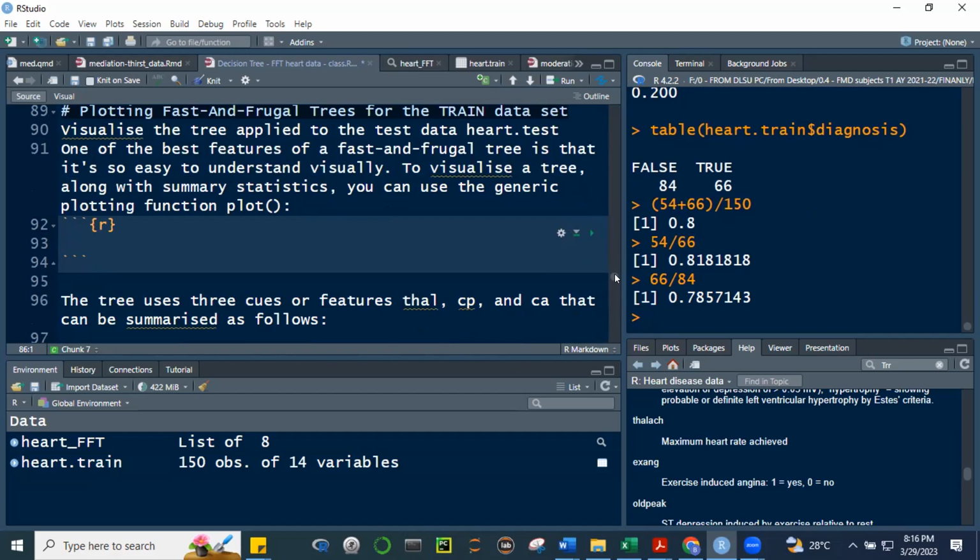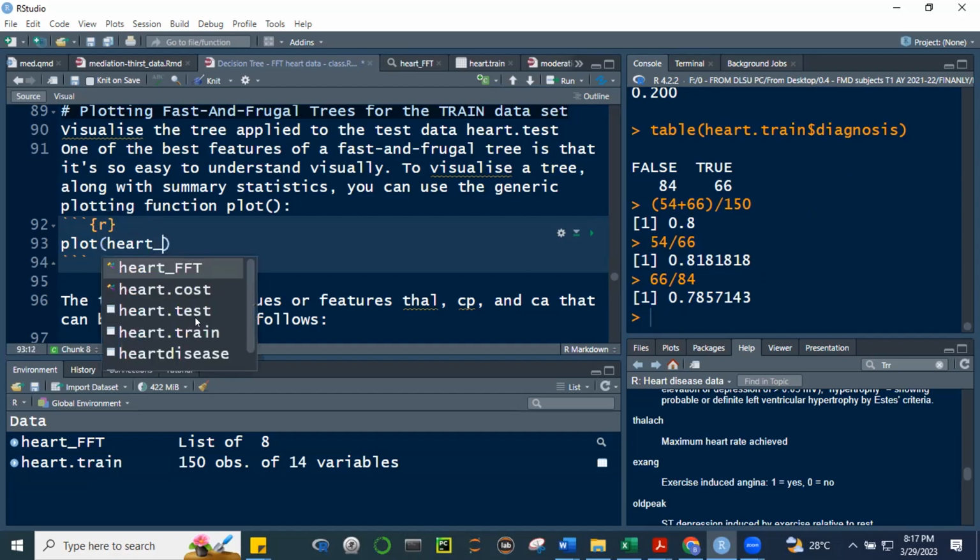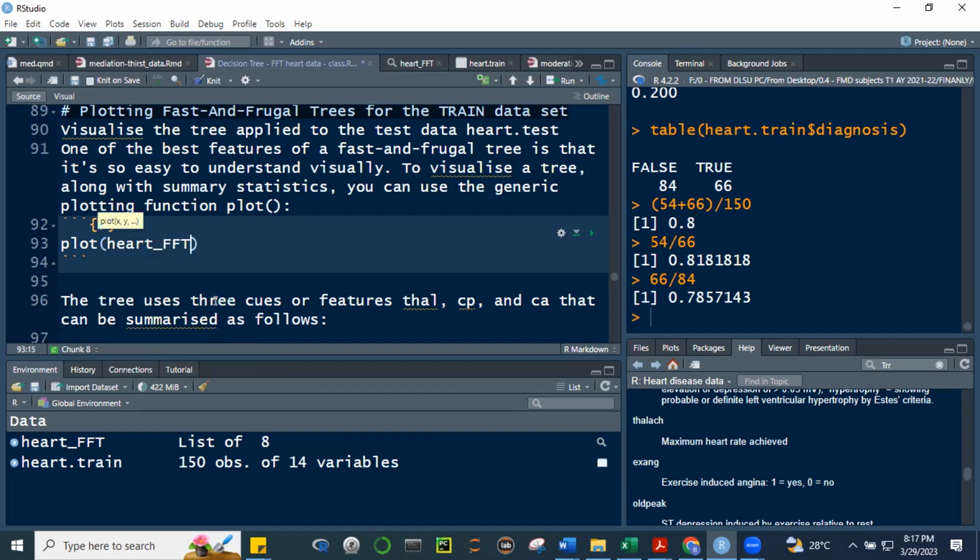So sige, i-plot natin yung FFT natin na model. Okay, so how do we plot it, class? Paano? Plot lang. So plot yung object natin, si heart underscore FFT. There. Heart underscore FFT.